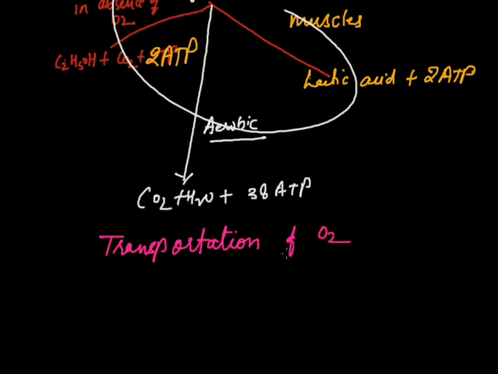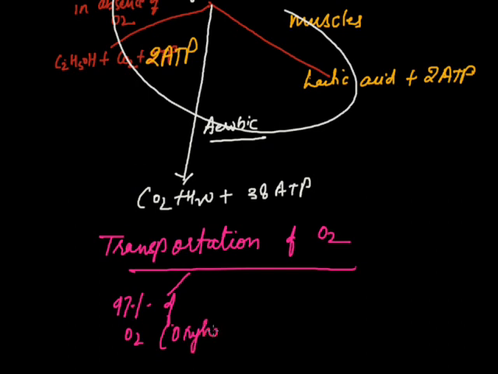Let me talk first about oxygen. The oxygen that diffuses into the blood from the lungs is transported to various body tissues in the following forms. The first form: about 97% of the oxygen diffuses into the blood and combines with hemoglobin, and it forms oxyhemoglobin. So 97% of the oxygen is transported with the help of what?